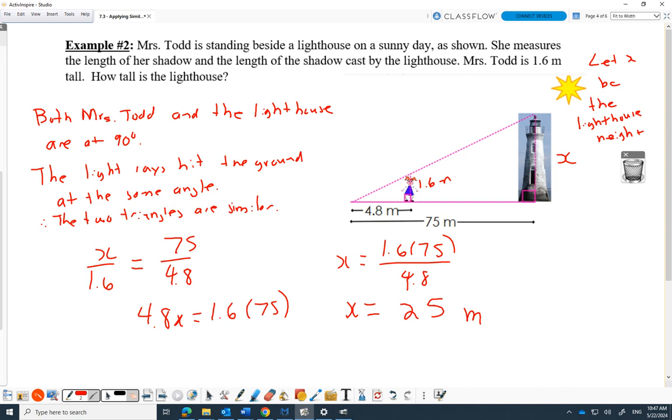Now, I know I selected nice numbers here so that you can look at it and go, well, I could see it was 1/3 to begin with. I didn't need all your fancy math to do this question. I know, but really, it might not be 4.8 and 75. It might be like Mrs. Todd's exactly 1.6. She's probably 1.63, and so this handles any crazy decimals that come along, right? Therefore, the lighthouse is 25 meters tall.